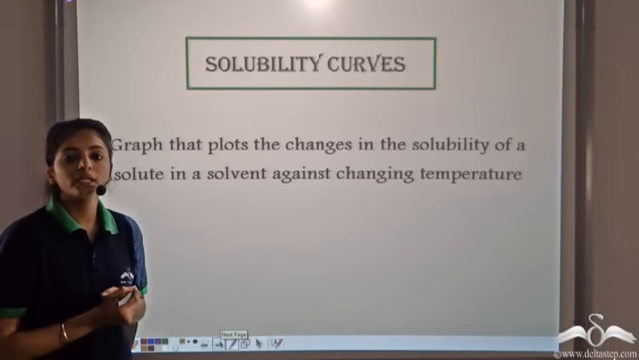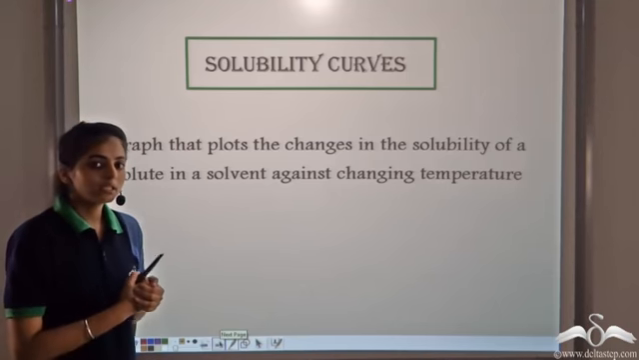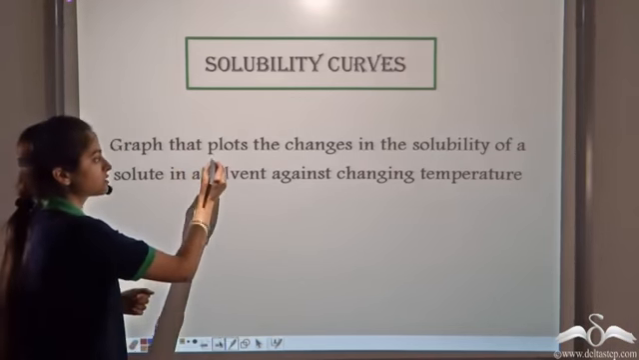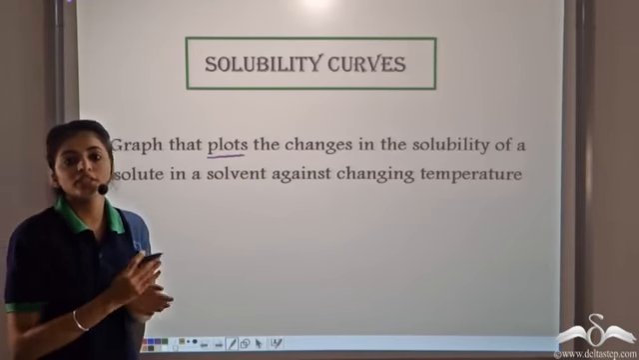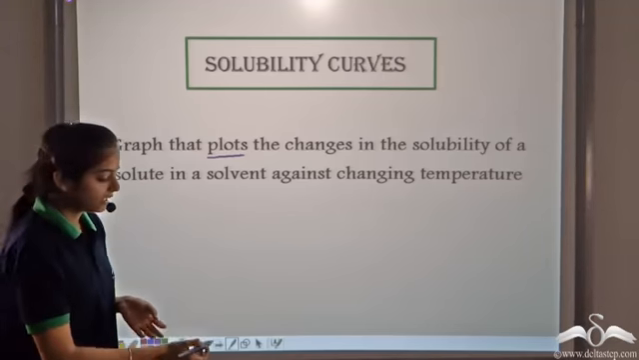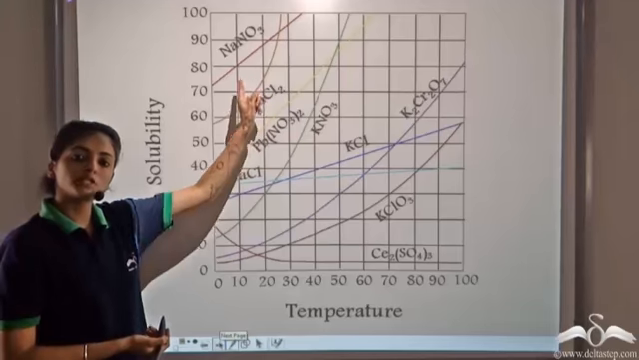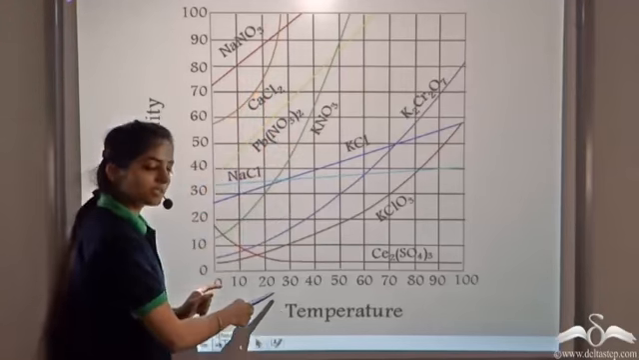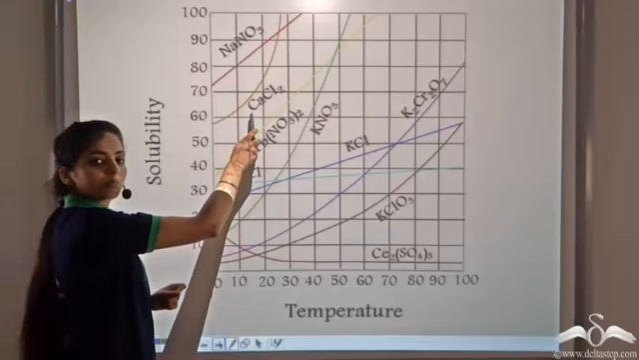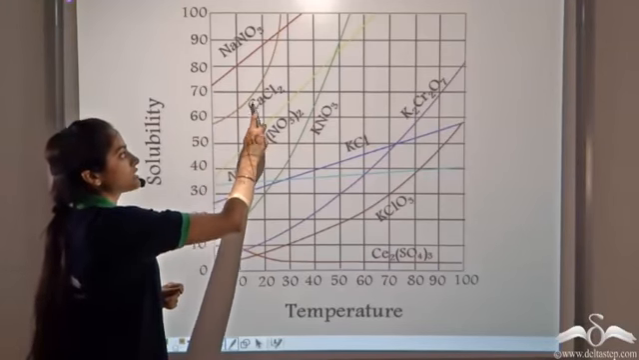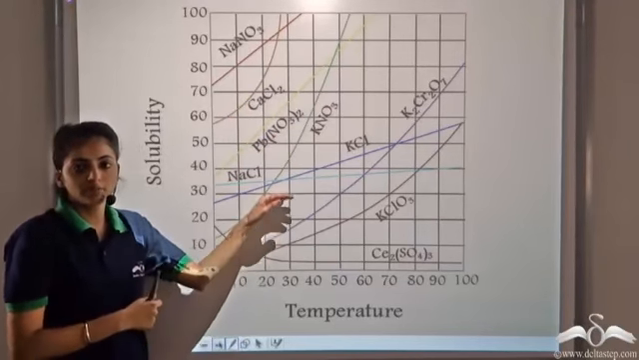We define solubility curves. We can make solubility curves for different substances. These are plots which mark the changes of the solubility with the change in temperature. So let's see the solubility curves for a few substances. We see that for most of the solid substances, as the temperature increases, the solubility increases. For example, for calcium chloride, as we increase the temperature, the solubility increases. So this is true for most of the solid substances.